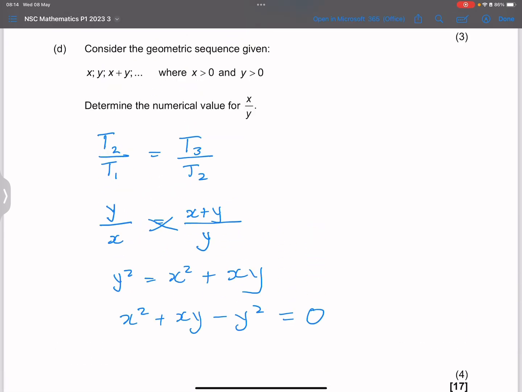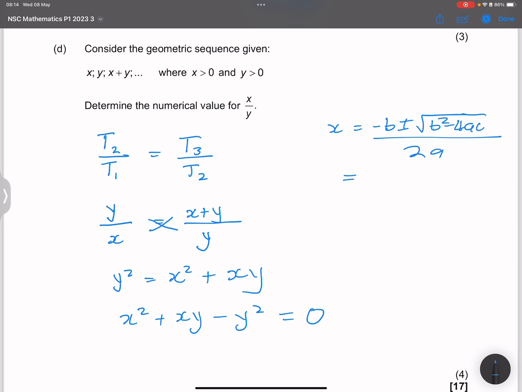Let's use the quadratic formula. If we use the quadratic formula, then the value of x is minus b plus or minus the square root of delta, which is b squared minus 4ac, divided by 2a. Now note that our a will be 1, our b will be y, because x is our variable, and our c value will be negative y squared.